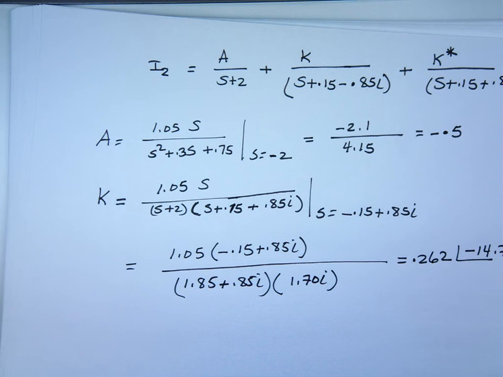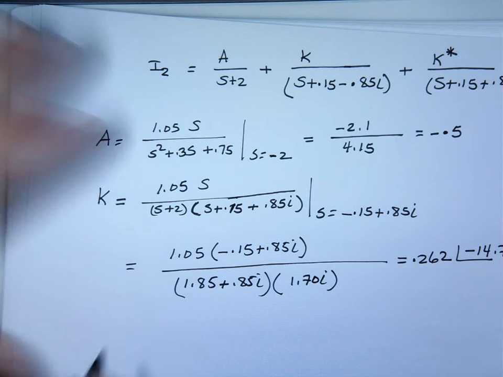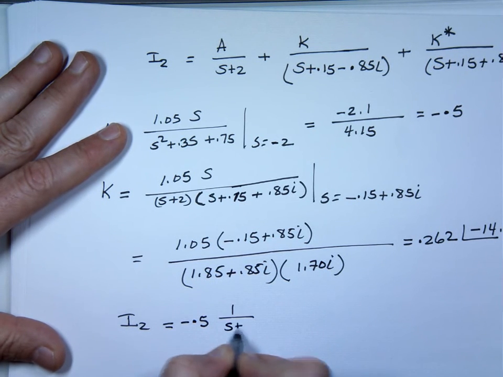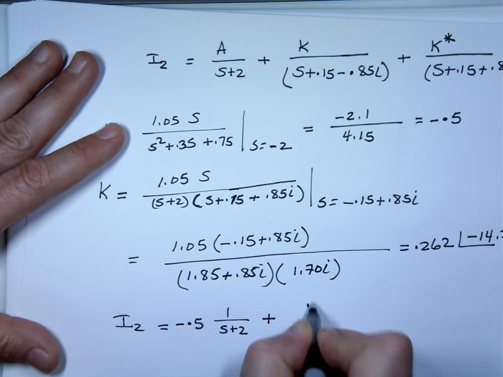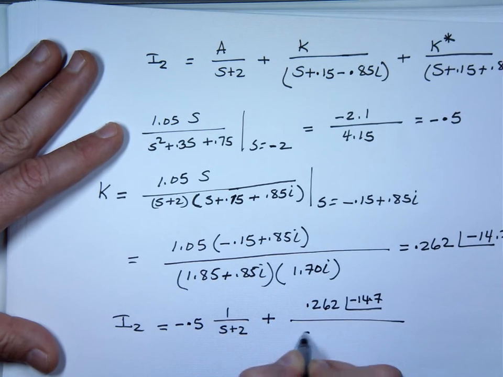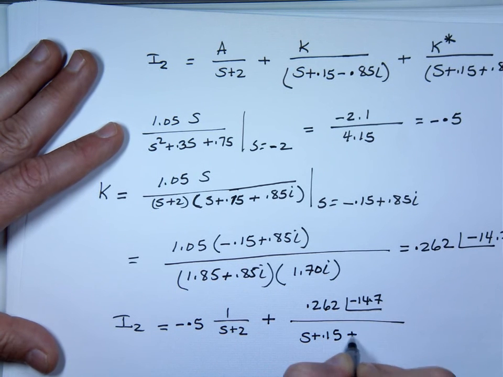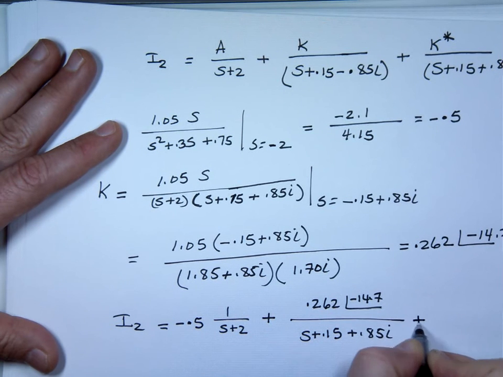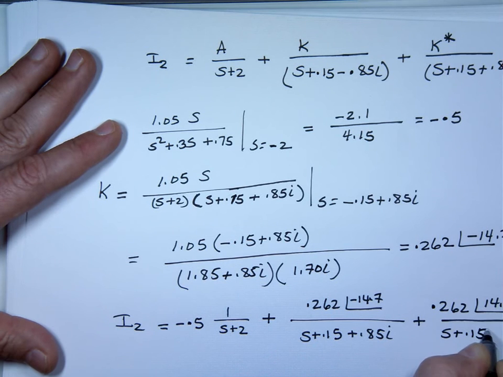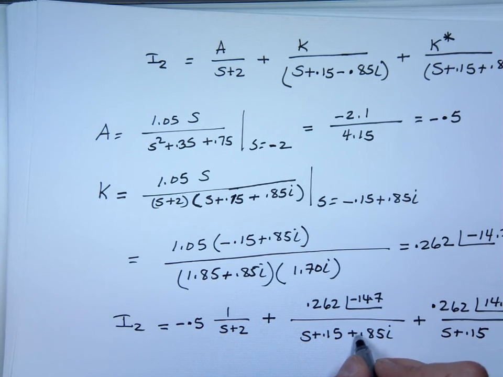Last piece. I sub 2, A, what's A? Negative 0.5, I'll put it outside, 1 over S plus 2, plus K1, which is 0.262, angle negative 14.7, over S plus 0.15, plus 0.85I, plus K1 conjugate, which is 0.262, angle 14.7. This is actually a minus here, not a plus, the first one. Second one is a plus.